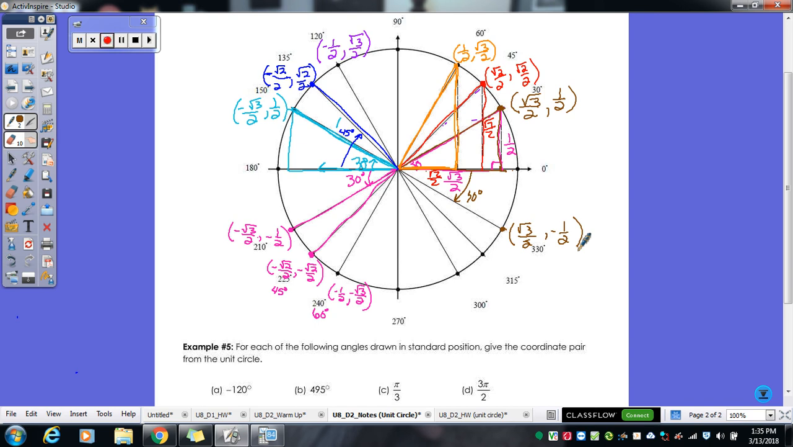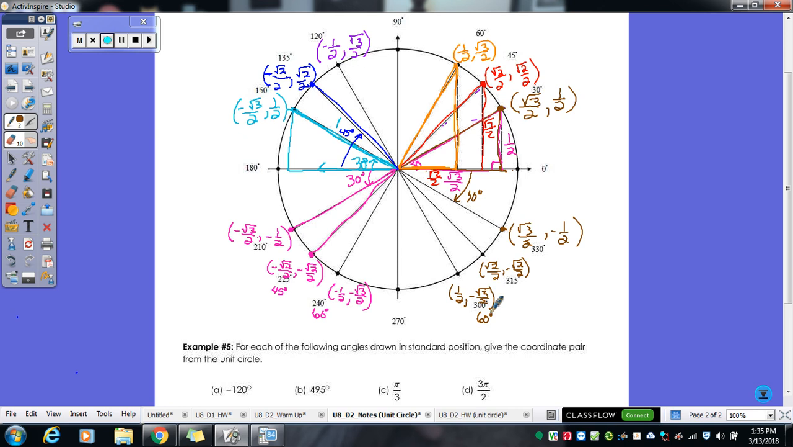So the 315 would have which one as its reference angle? The 45. So this is radical 2 over 2 comma negative radical 2 over 2. And then our last one there, the 300, that would have a reference angle of 60. So that's going to end up being 1/2 comma negative radical 3 over 2.